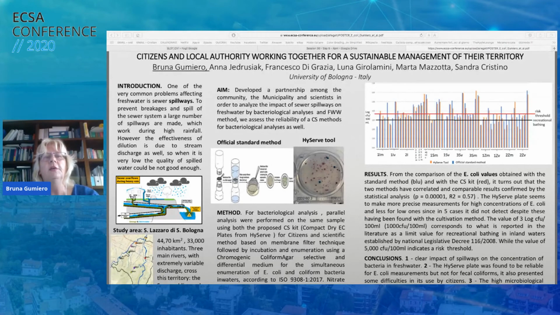Thanks for having me here. I go straight to my poster. I'm Bruna Gumiero. Today I would like to talk about the extraordinary opportunity that citizen science can give us, and how, for example, it can help solve problems for a local authority or environmental agency. My story talks mainly about Escherichia coli, a bacteriological parameter useful for identifying a source of organic pollution and recreational bathing threshold.